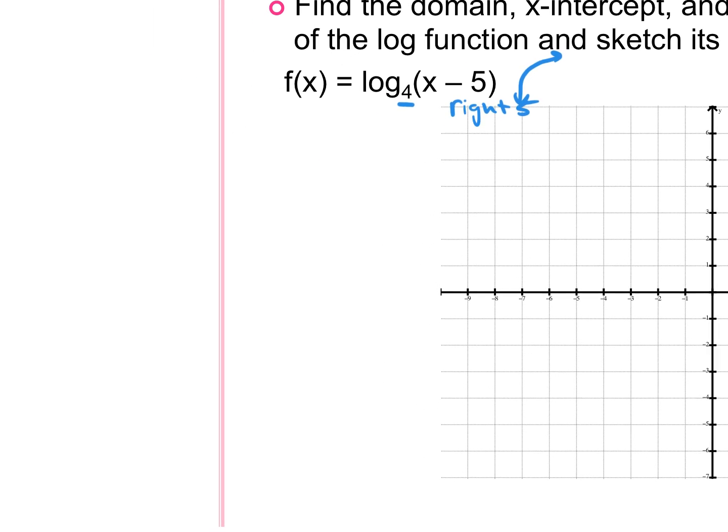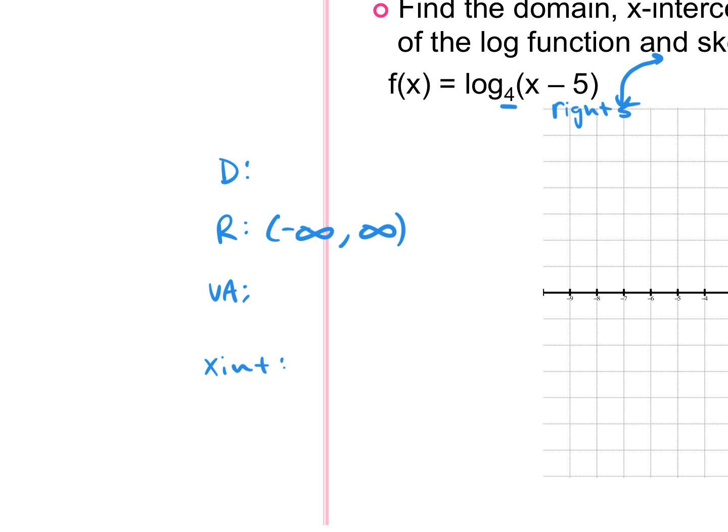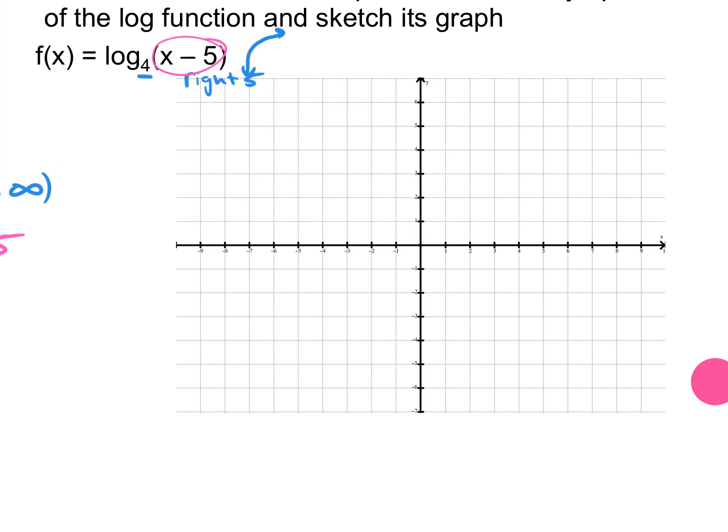So now let's find all of our important information. That'll help us graph. We've got our domain, range, vertical asymptote, and x-intercept. Start with the easy one. What's our range here? All real numbers, negative infinity to positive infinity. How do we find our vertical asymptote? Set the parentheses equal to 0. So x minus 5 equals 0. x equals 5. So our vertical asymptote would be x equals 5. We can draw that on our graph.